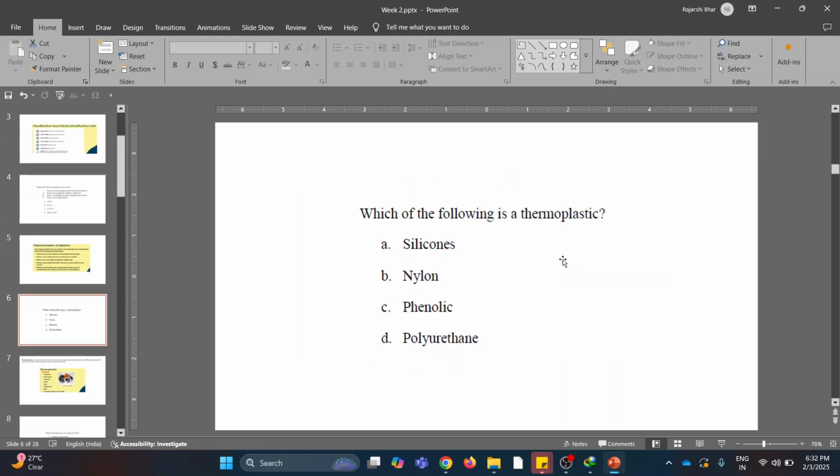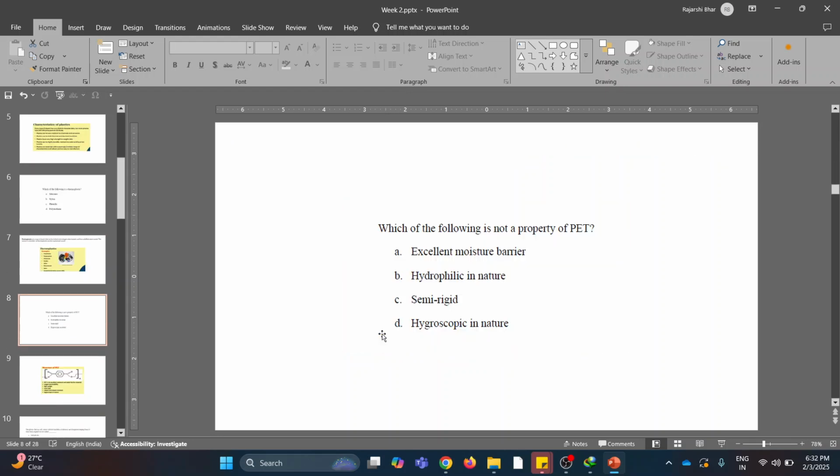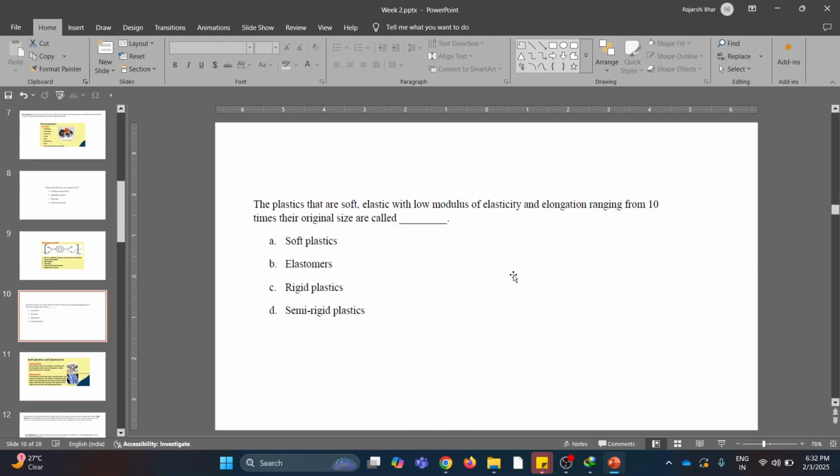After that, which of the following is a thermoplastic? So among these, nylon is a thermoplastic. Then you can see in this list, nylon is there, which is a thermoplastic. After that, which of the following is not a property of PET, polyethylene terephthalate? So here, the correct answer is option B. It is not hydrophilic in nature. Then the plastics that are soft, elastic with low modulus of elasticity and elongation ranging from 10 times their original size are called elastomers.